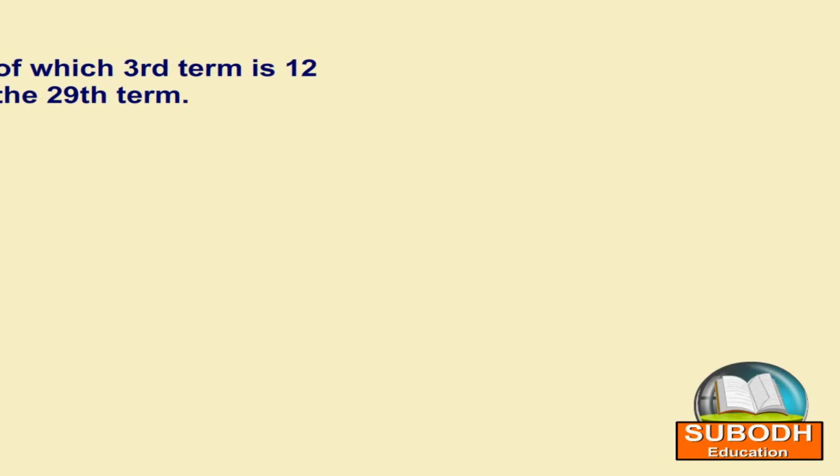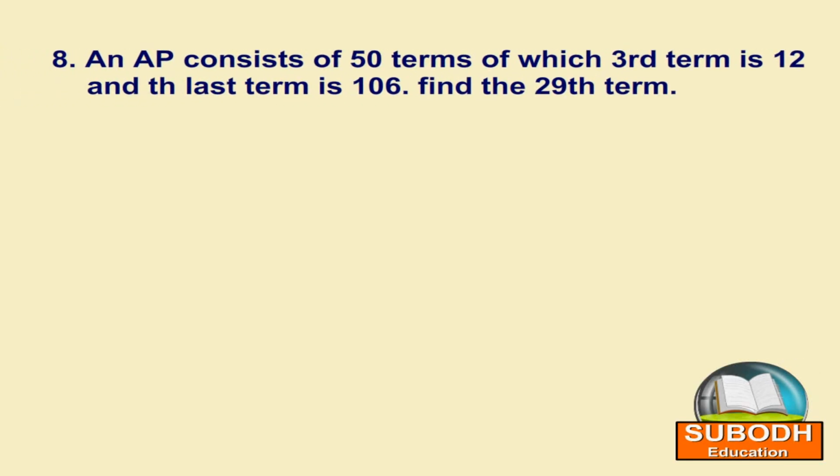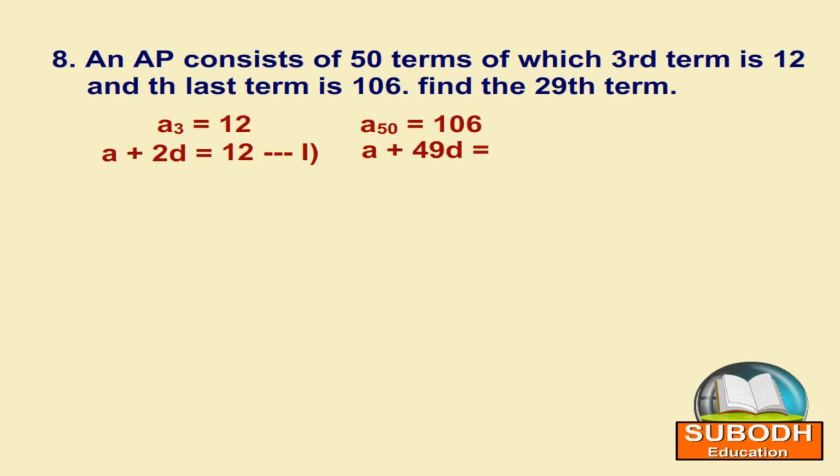Question 8. An AP consists of 50 terms, of which the third term is 12 and the last term is 106. Find the 29th term. a3 is equal to 12 and a50 is equal to 106. a3 means a + 2d = 12, equation first. a50 means a + 49d = 106.